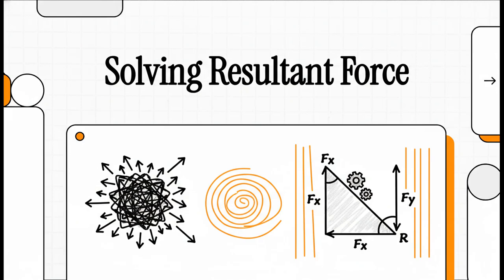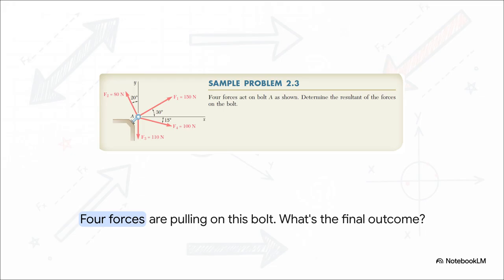Have you ever looked at a really complex problem and just wondered how engineers manage to find a simple, clean answer? Well, today we're going to tackle one of those classic engineering puzzles. It looks like total chaos, I promise. But by the end of this, you're going to see how a really powerful method can find some beautiful order in all that mess. So, take a look at this bolt.